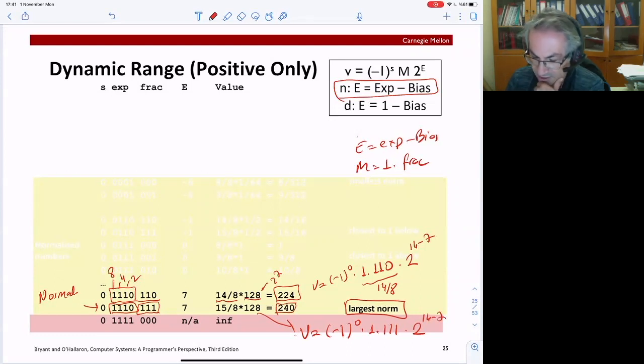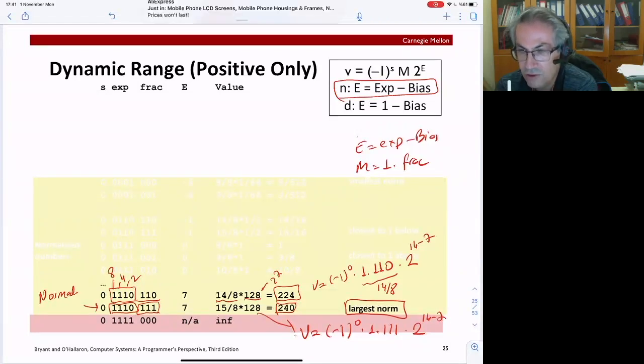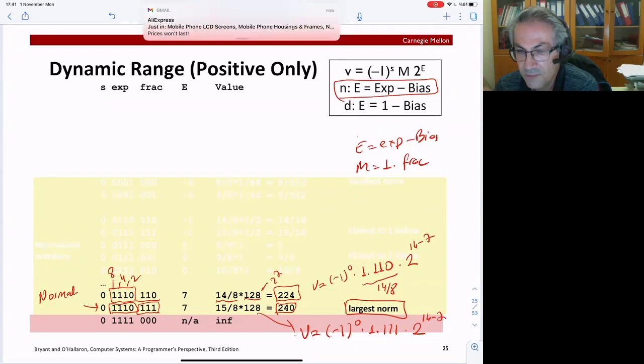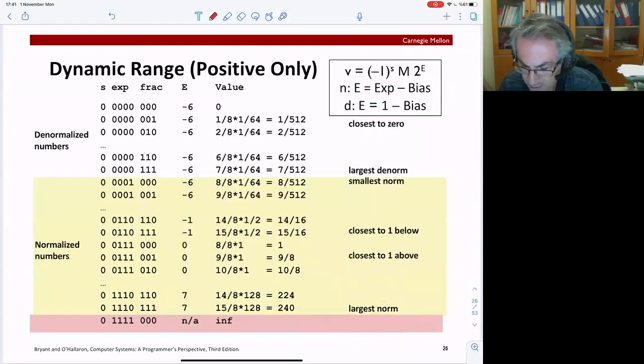Now, what do you see? You can see that when my numbers get large, the spacing between the discrete representations also gets large. I have a binary representation for 224. I don't have a binary representation for 225, 226, or 230. The next one that I can represent was 240. Whereas, if you remember, when I was close to 0, the distance between numbers was much, much smaller.